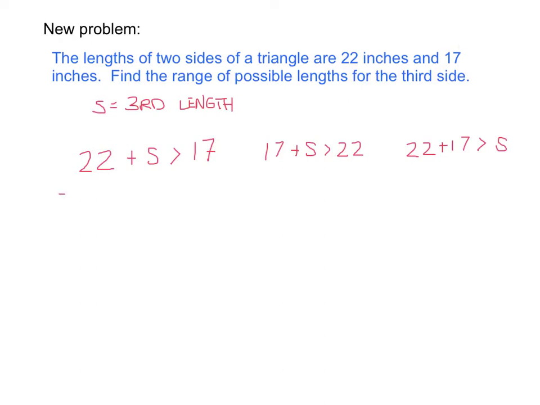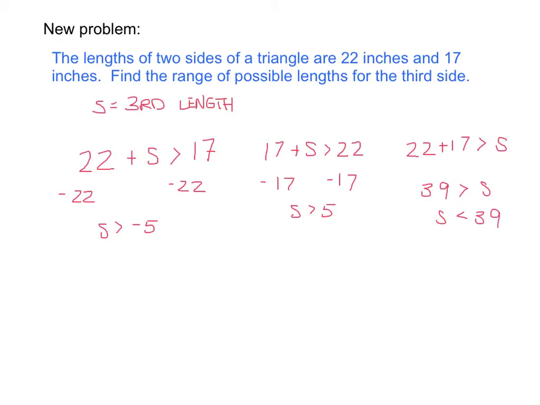So this first one, we're going to subtract 22, and we see that S is greater than -5. Let's do the second one, and we subtract 17, S is greater than 5. And then the only thing we have to do here is add these two numbers together, so 39 is greater than S. Or in other words, as I said, I like to flip, S is less than 39.